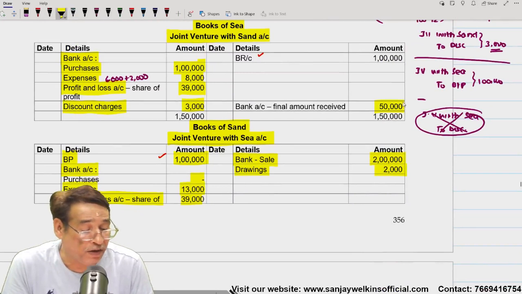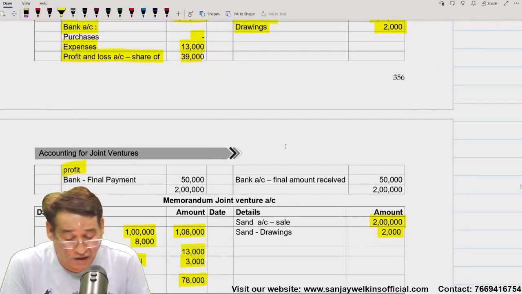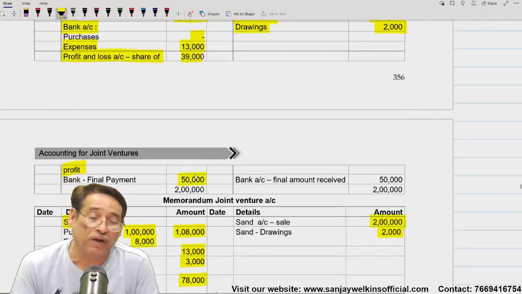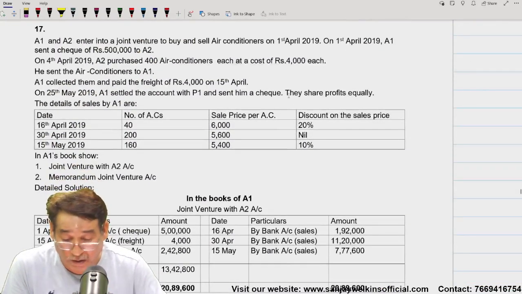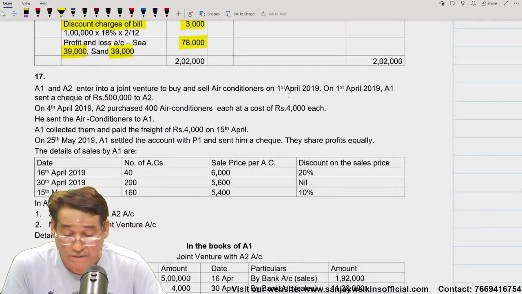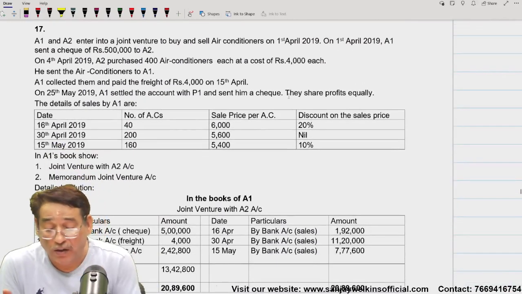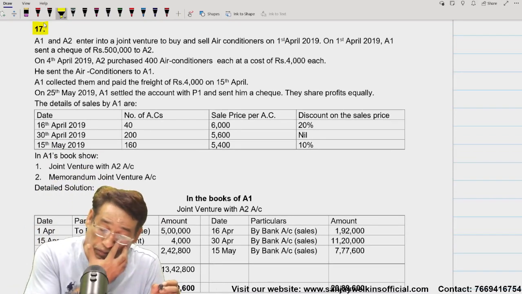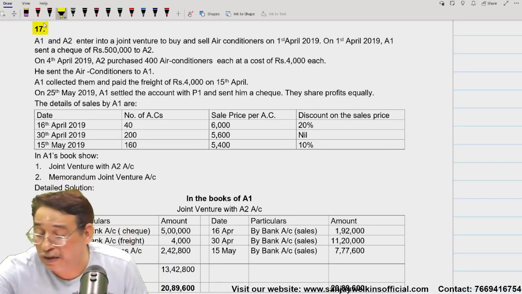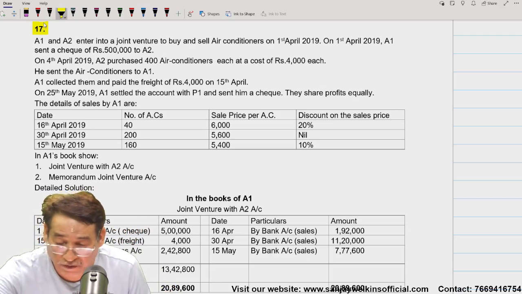Here it is appearing 50,000 and here also it will appear as 50,000. Is it clear to you? So not very tough nut to crack. You can easily manage such questions. Now we come over to 17. As far as question 17 is concerned, let's have a look over here first.